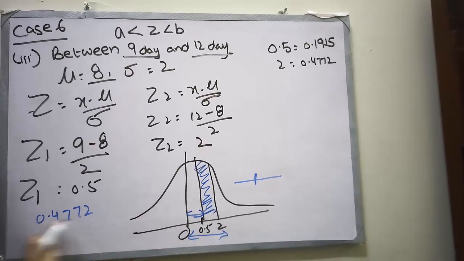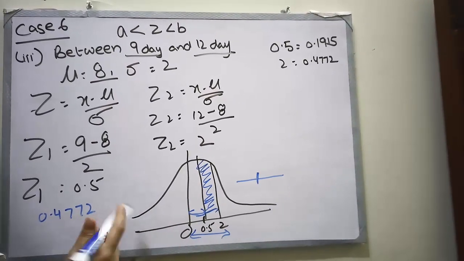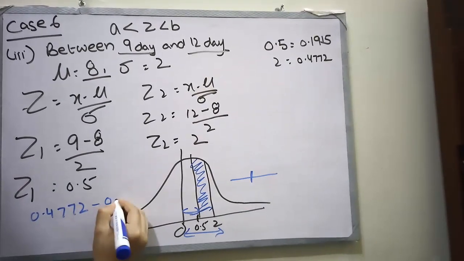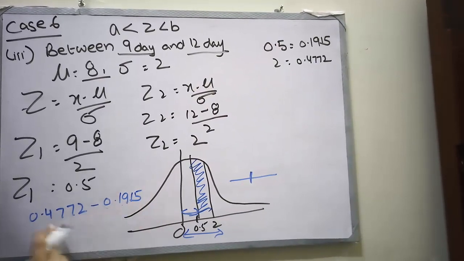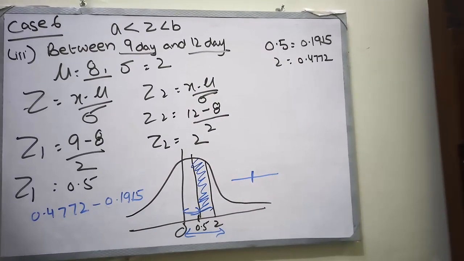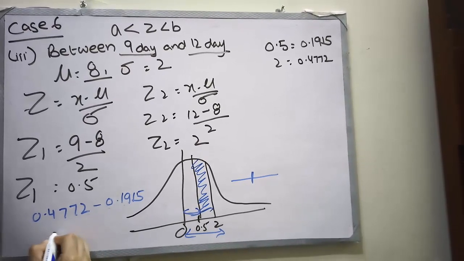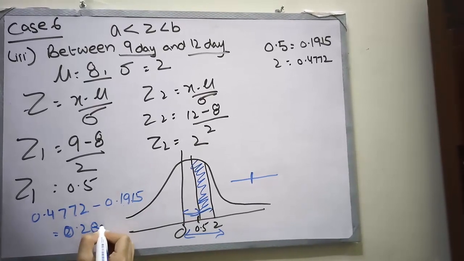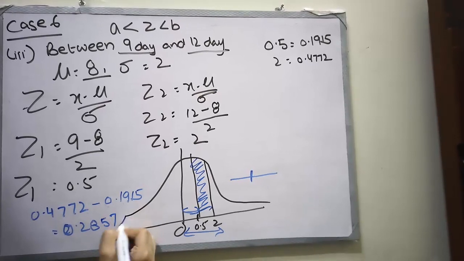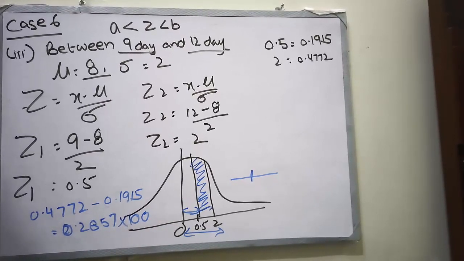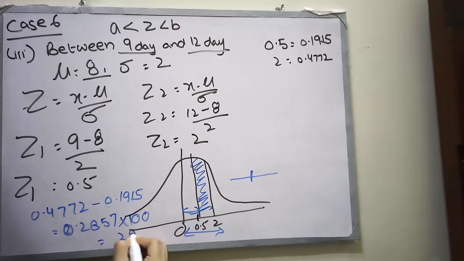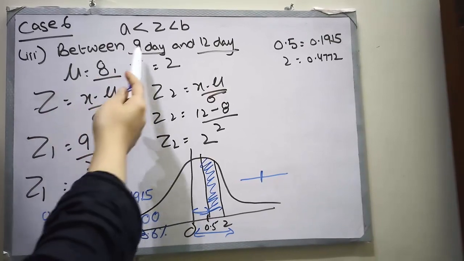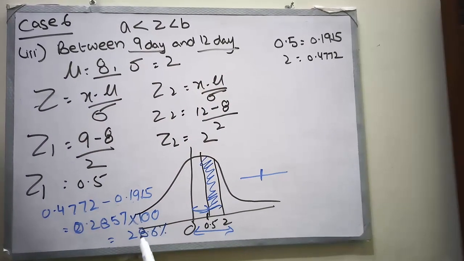So we put the value of 2, which is 0.4772. From 0.4772 we will subtract the value for 0.5, which is 0.1915. When we subtract this, we will get our value, which is 0.2857. In percentage we will multiply it by 100. Our percentage would be 28.6%. So we can say the patient stay between 9 and 12 days would be 28.6%.